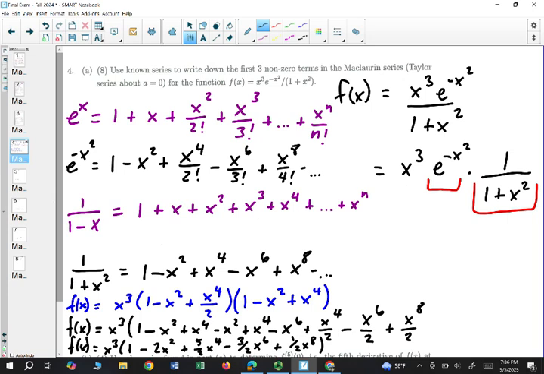Okay, and so now from here, what we can do is distribute the x cubed. What I'm going to do is just write it up in this blank space. I kind of ran out of room here. My apologies.